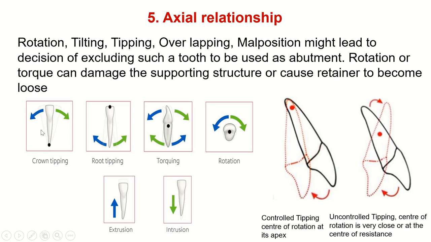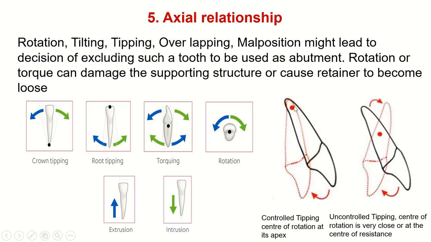There are different tooth movement. قسم منها تكون in the form of tipping. Tipping ممكن يكون crown tipping or root tipping. Okay, in tipping we can see that the crown and the root moving together in one direction, either mesially or distally, buccally and lingually, لكن they are moved together.